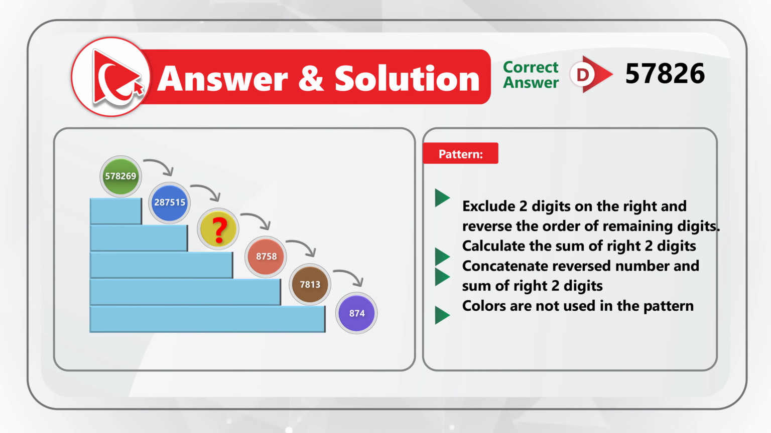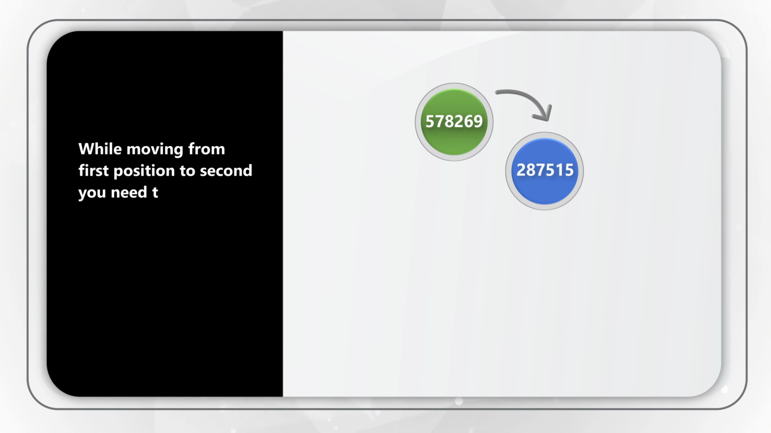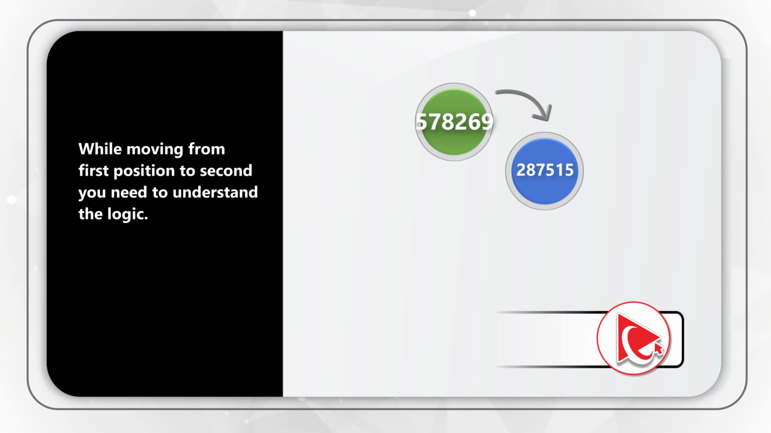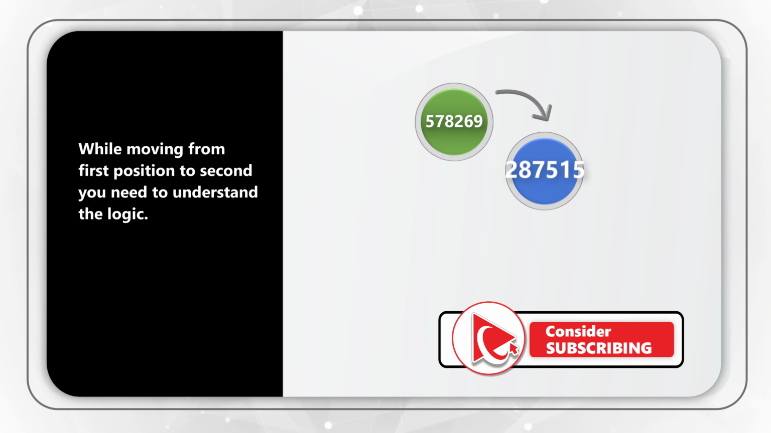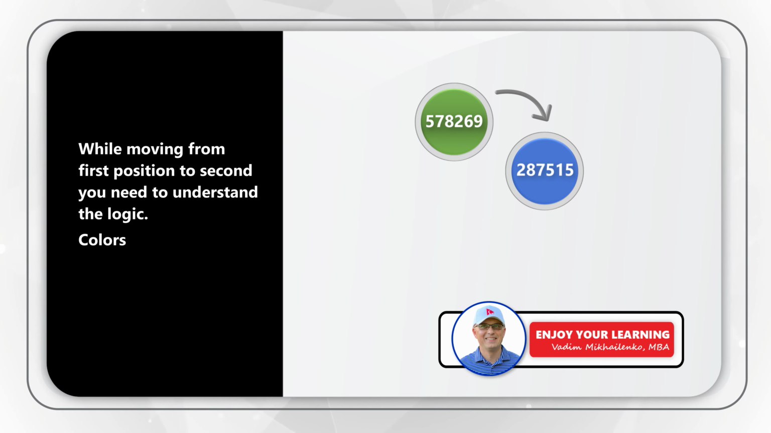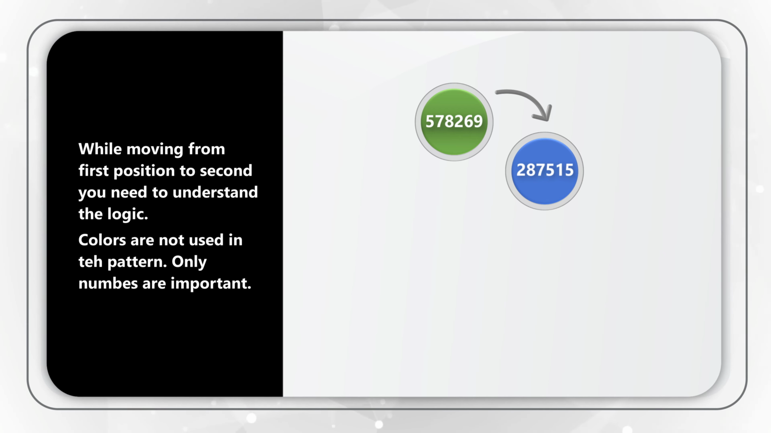As the ball rolls from the first position to the second, and we transform from digits 5, 7, 8, 2, 6, 9 to digits 2, 8, 7, 5, 1, 5, we need to understand the logic. As you might have suspected, the colors are not used in the pattern, and they're there just to deceive you. Only numbers are important. And to complete the transformational pattern, we need to do it in 3 steps.